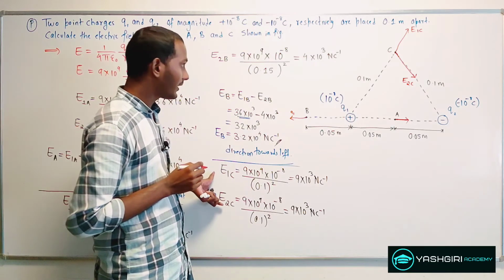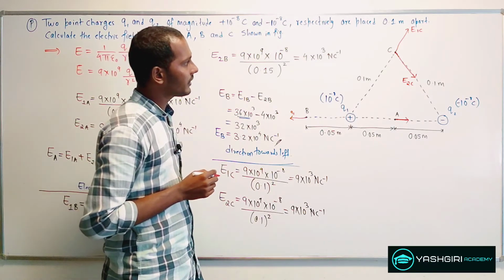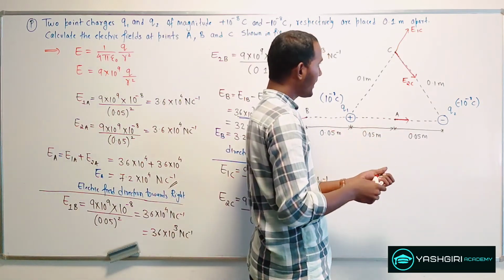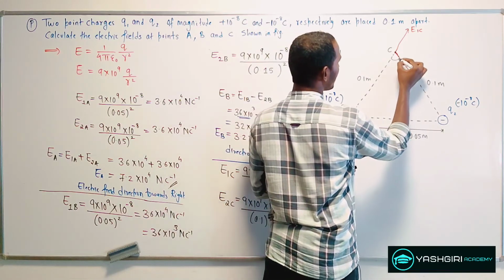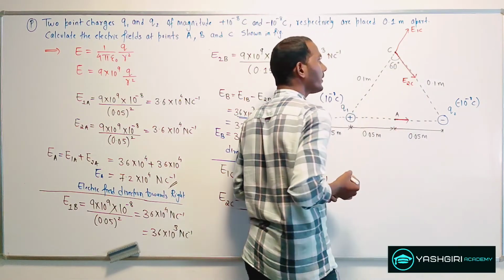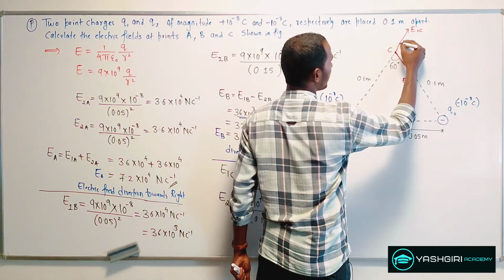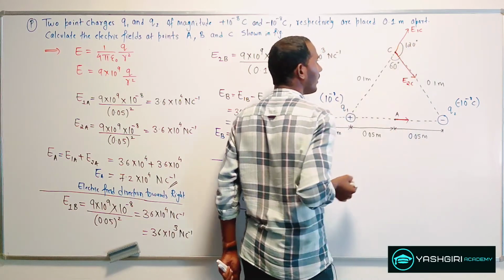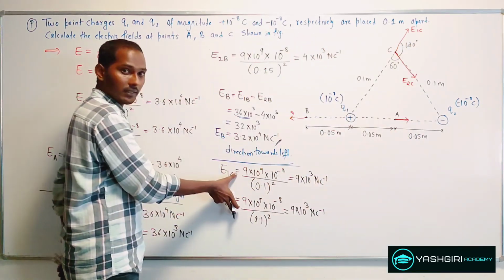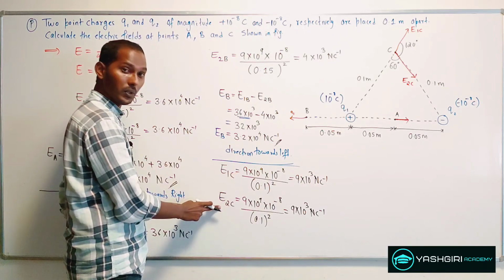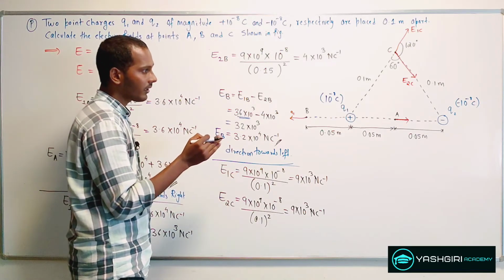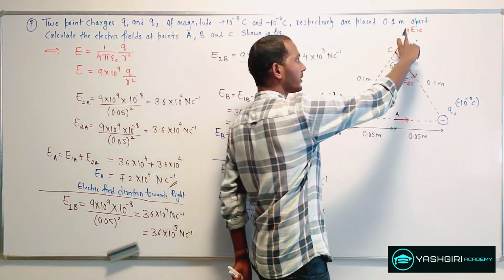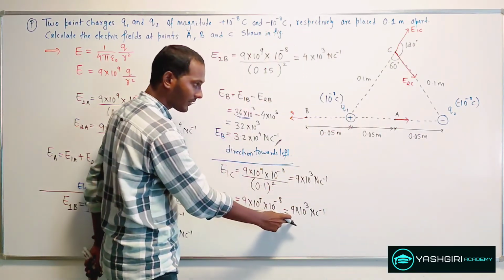So we have got the magnitude. Now here, if you see this, this is my equilateral triangle. All the sides are equal and this angle is 60 degrees, right? So that means from here to here, I'll have 120 degrees. Now both magnitudes E1C and E2C are the same. That means if I want to calculate the resultant of these two vectors, I'll get the same value as this. Why?